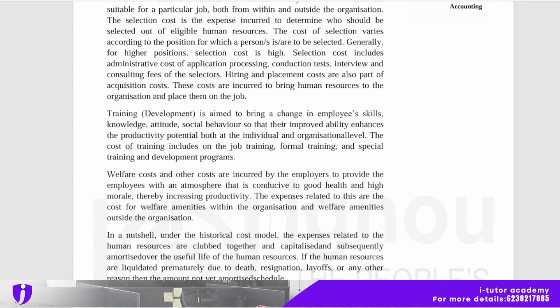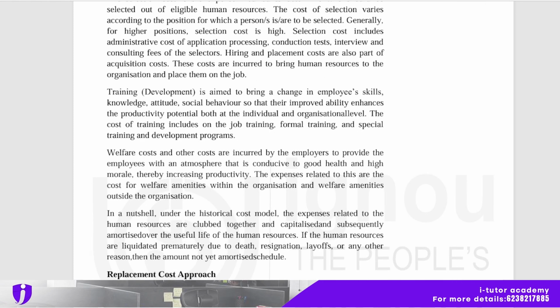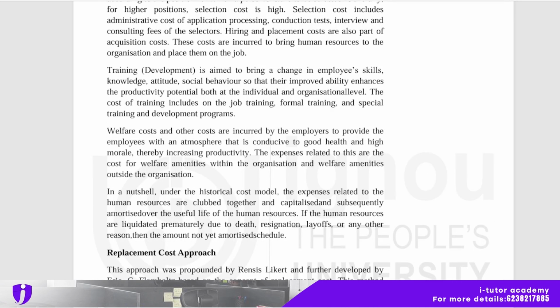Training and development is aimed to bring a change in employees' skills, knowledge, attitude, and social behavior, so that their improved ability enhances the productivity potential, both at the individual and organizational level.